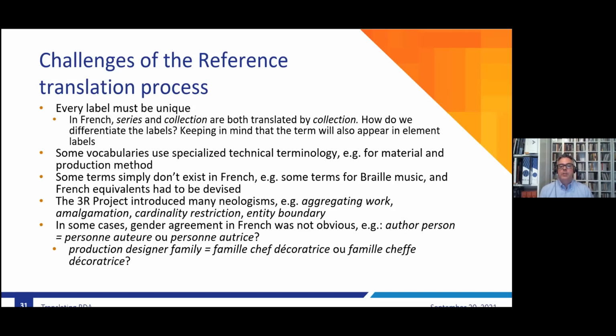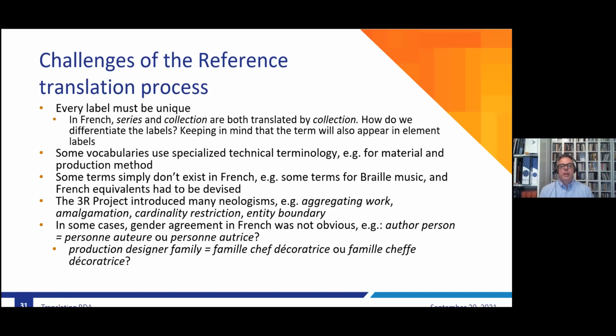One has to keep in mind also that some of these terms might appear also in element labels. So we have to be mindful of that when we choose a translation. So we temporarily differentiated the concept by using collection de ressources for collection, but the new collections model that will be examined soon by the RSC introduces many new terms that might force us to find another solution.